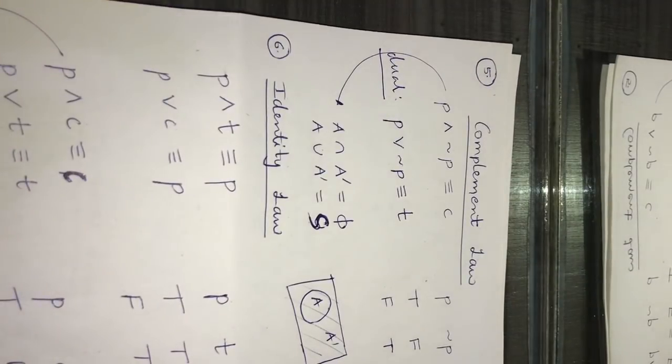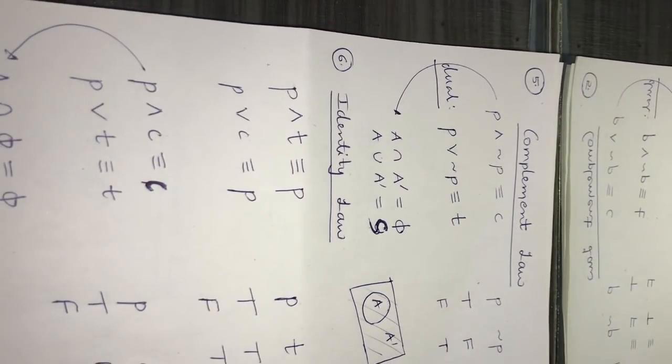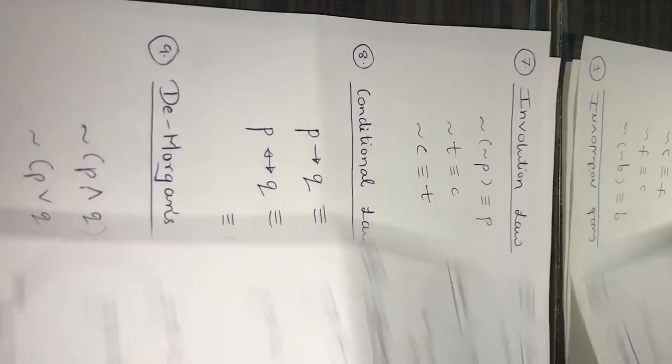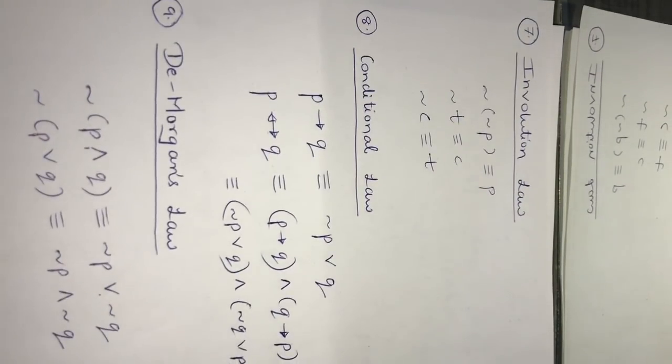Complement law is important. P and P is P, and P and negation P. Okay, so P and negation P is contradiction, P or negation P is tautology. Identity law, P and tautology is P, dual is P or contradiction is P. Then we have P and contradiction is contradiction, P or tautology is tautology. Okay, those are the four laws. Identity law. Then we have involution, very simple. Negation of negation P is P, negation of tautology is contradiction, negation of contradiction is tautology.